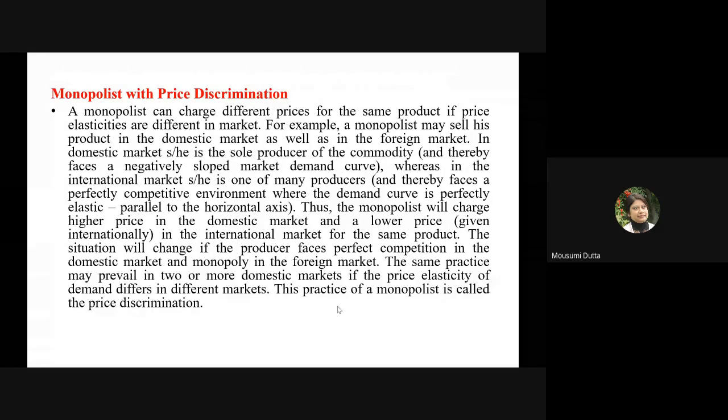Okay. Next, I'm moving to another case. Monopolist with price discrimination. Actually, in the context of unconstrained, single-variable optimization, we are learning several contexts where we will be able to either maximize profit or maximize revenue. Because the rest of the problems, that is utility maximization, cost minimization, output maximization, will come under constrained optimization.